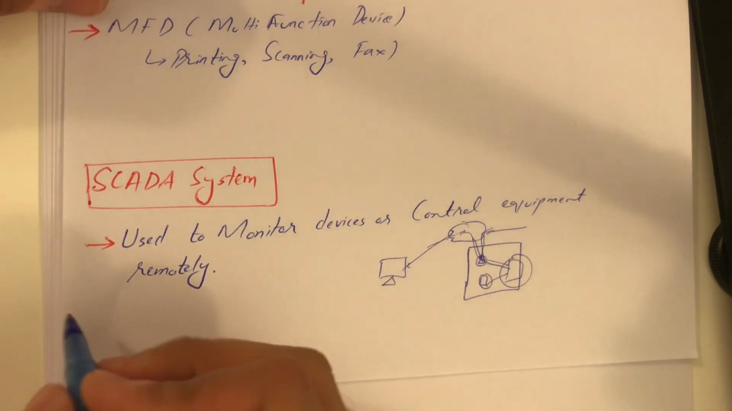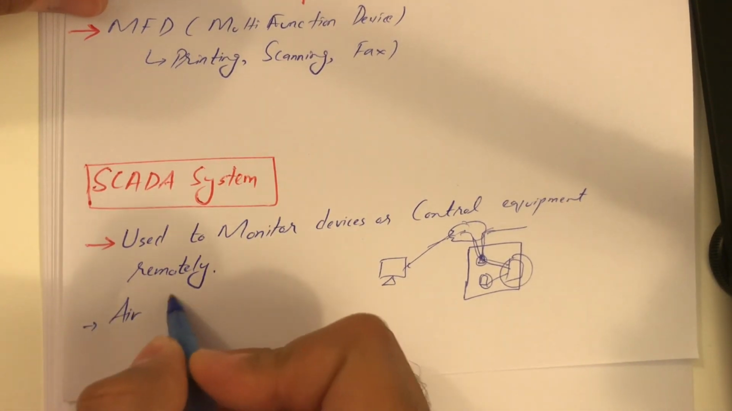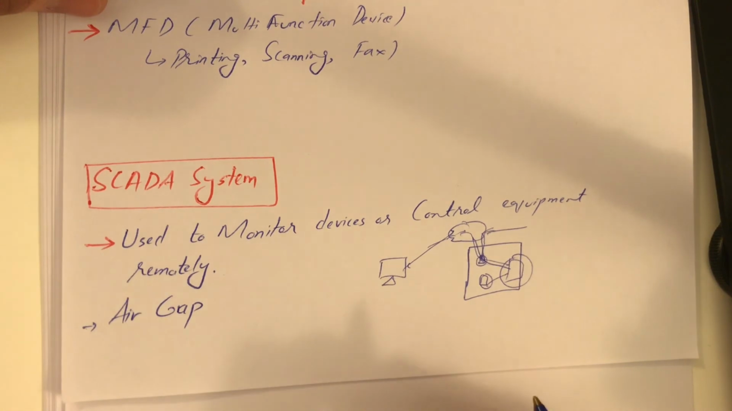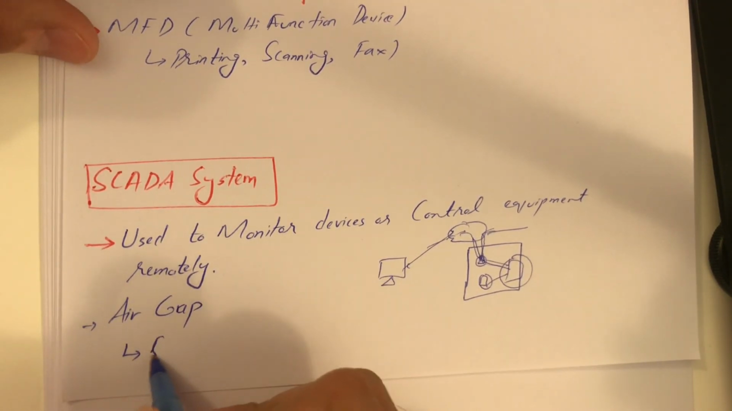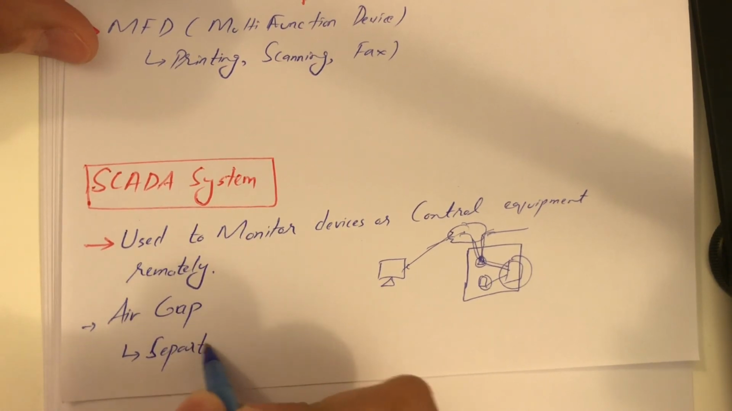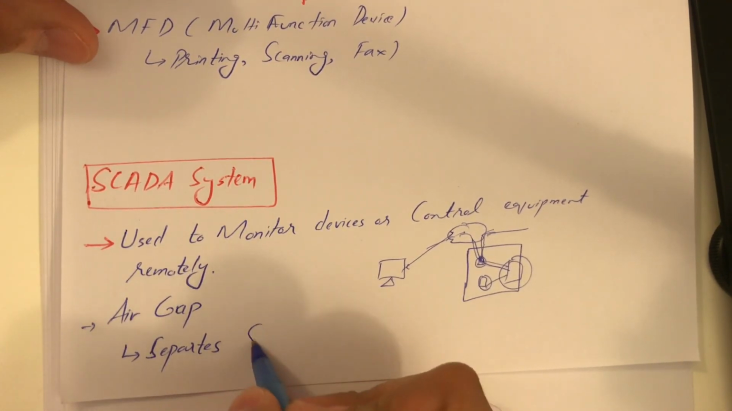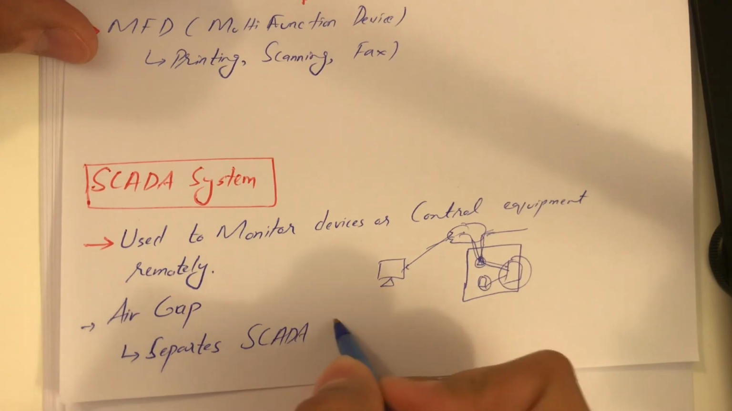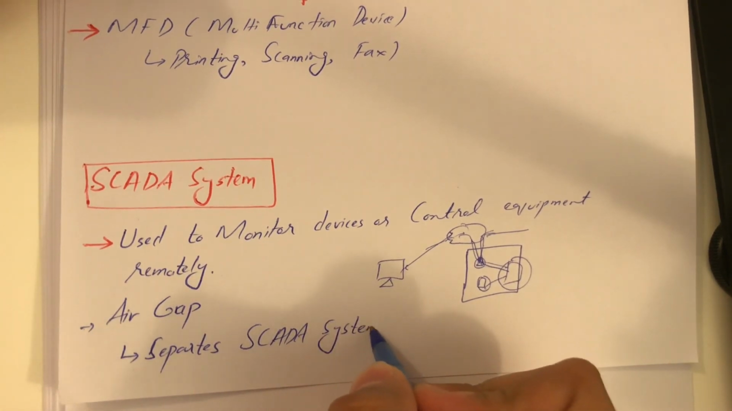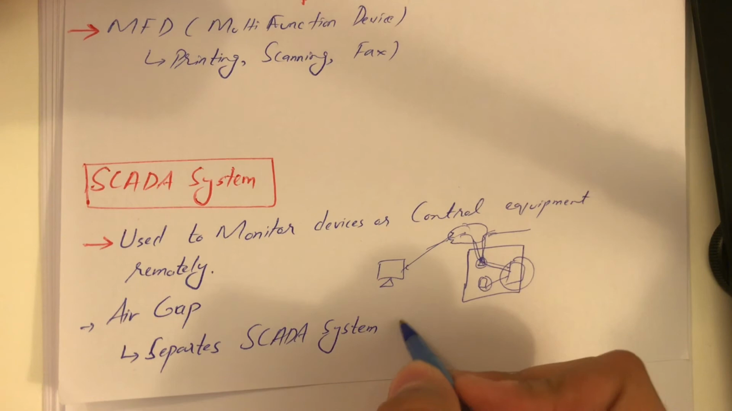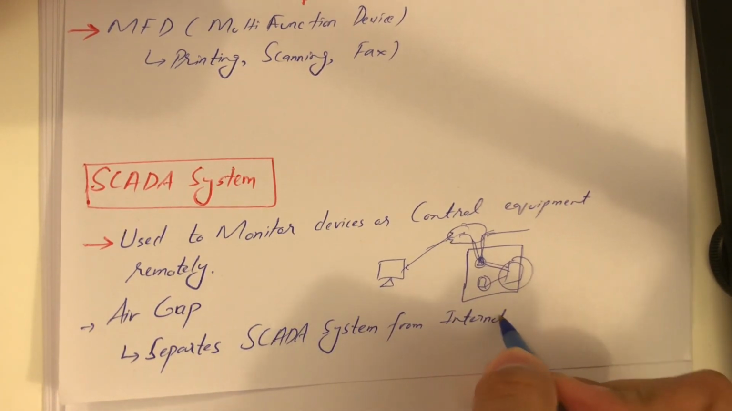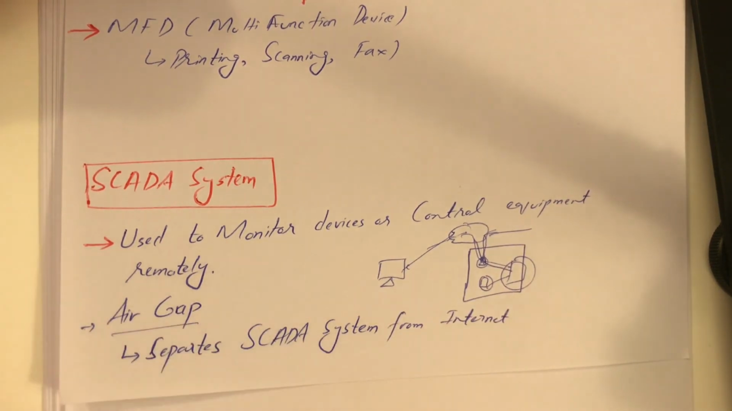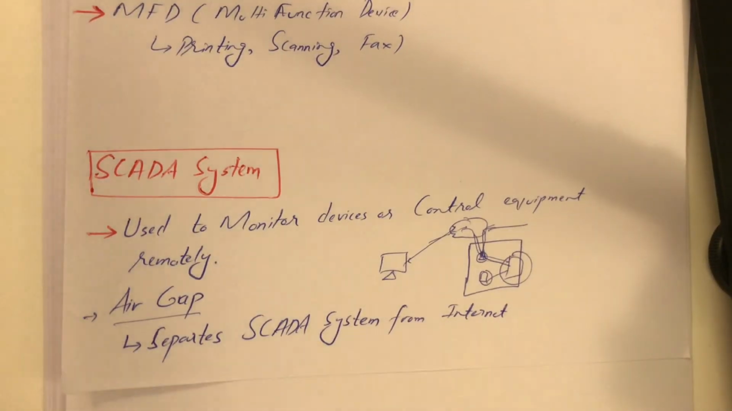In order to avoid this problem, we use a technology called an air gap. What the air gap does is separate the SCADA system infrastructure from the internet. And how does it do it? The air gap is basically just like your firewall. Only legitimate people can actually go through, otherwise not.